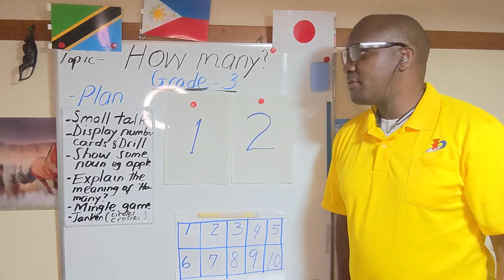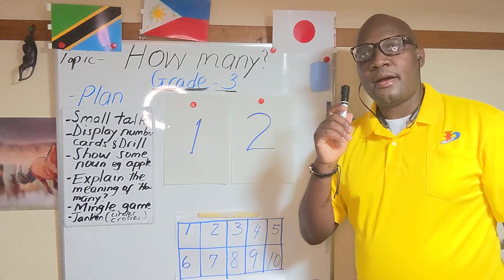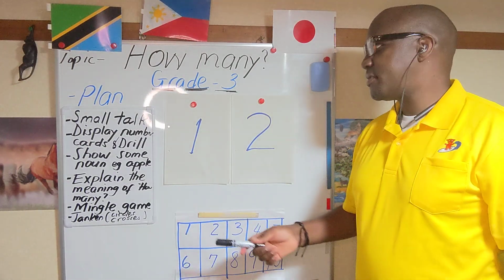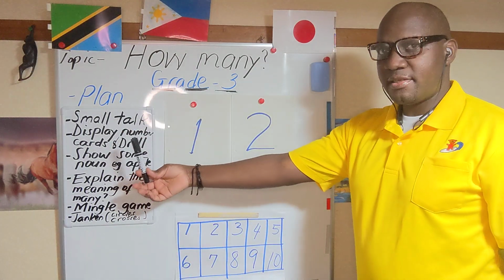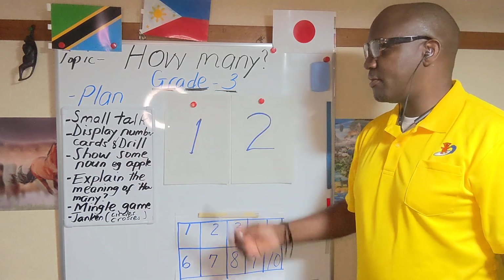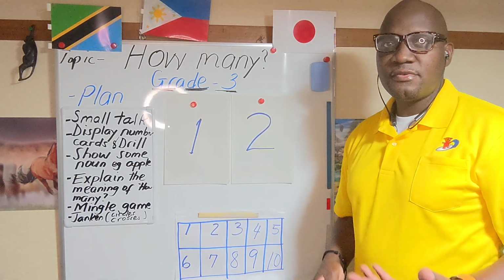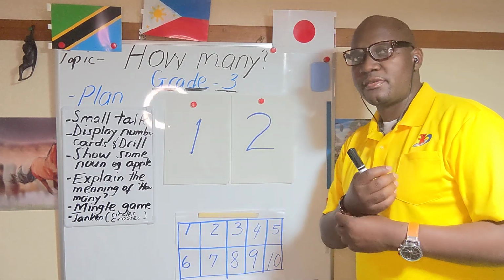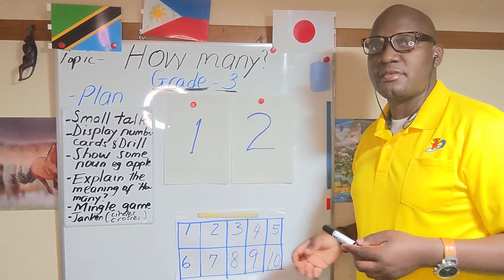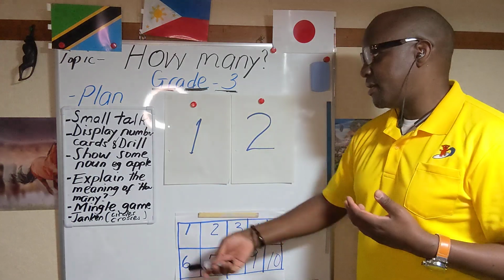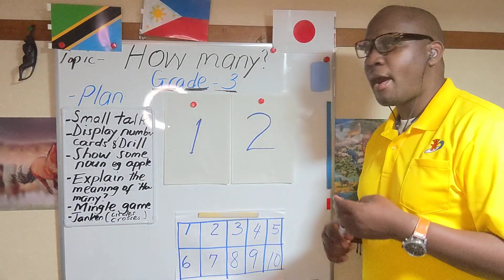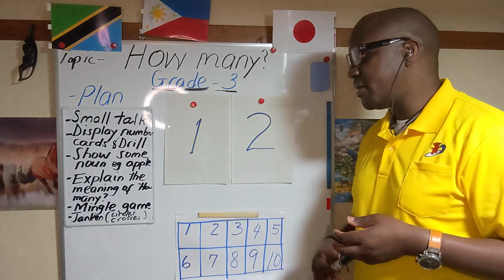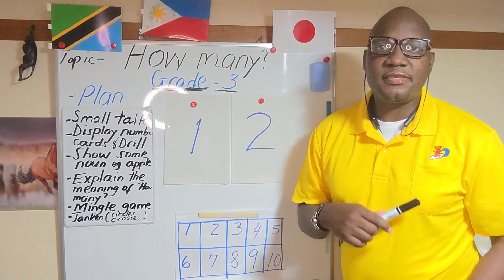As always, I have my own lesson plan. I would start with a small talk, display some number cards on the board, and show some nouns. You might use realia, or pictures of different things, and explain the meaning of how many. And then we'll have a game, which is called Mingo Game, and last is a Junkin.